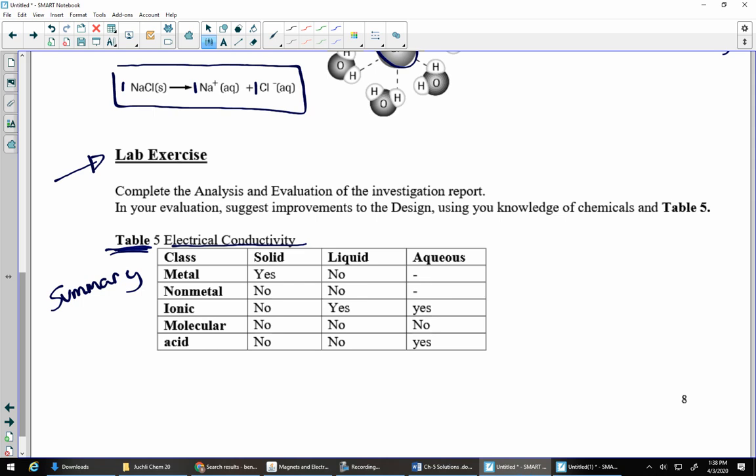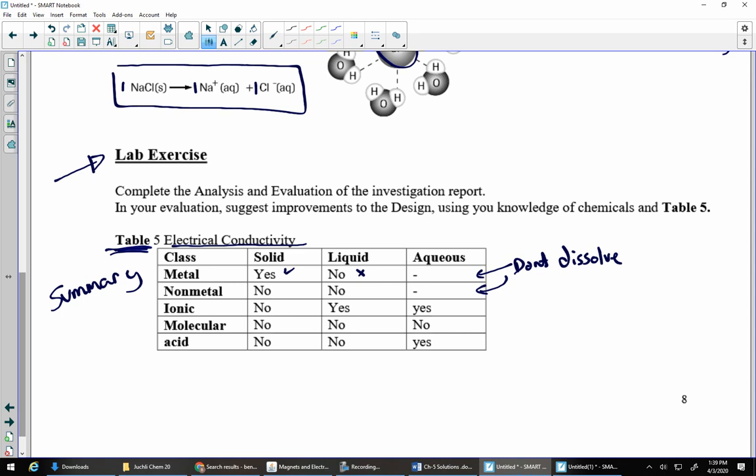So metals, and again, this is all about conductivity. When metals are solids, they do conduct electricity. When they're liquids, not so much. And when they're aqueous, well, do metals dissolve, I guess is the question. They just don't dissolve. Picture taking a piece of silver jewelry and putting it in water. Is it going to dissolve? No chance. Nonmetals, so elemental nonmetals, same thing, except they don't conduct electricity when they're solids, they don't conduct when they're liquids, and they don't dissolve, so they don't become aqueous solutions.